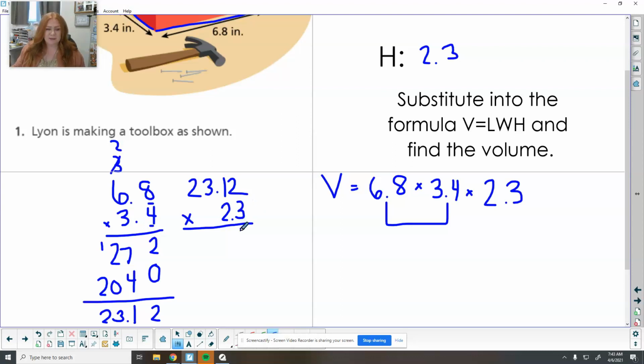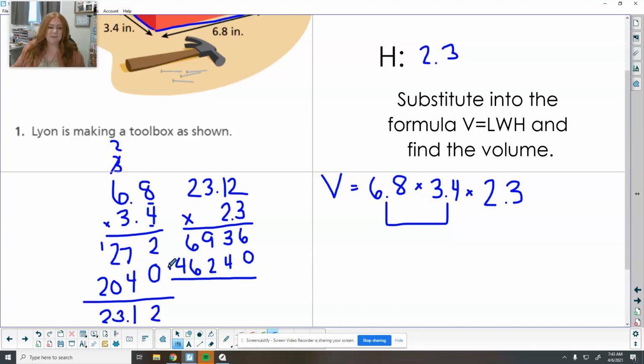So 3 times 2 is 6. 3 times 1 is 3. 3 times 3 is 9. 3 times 2 is 6. So I don't have anything to cross off. So I'm going to put my placeholder. 2 times 2 is 4. 2 times 1 is 2. 2 times 3 is 6. And 2 times 2 is 4.